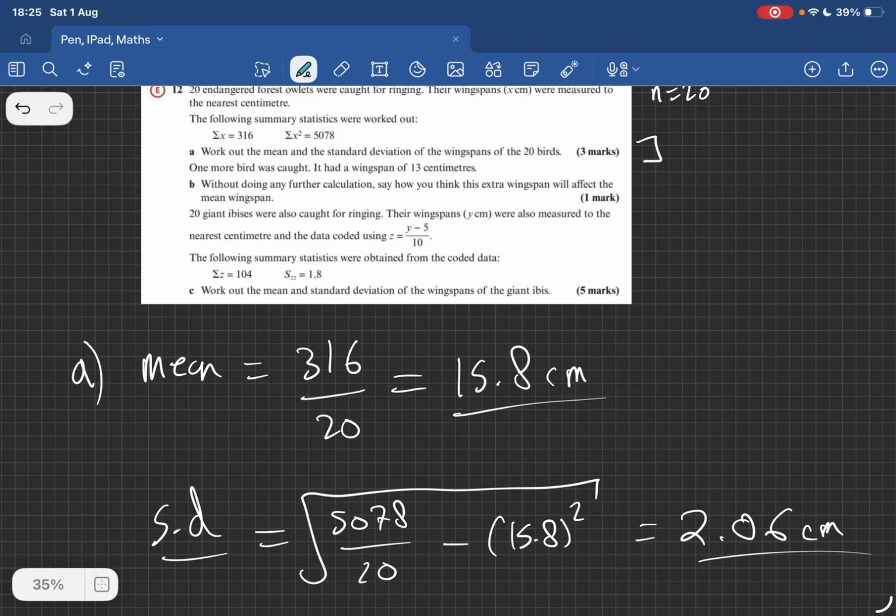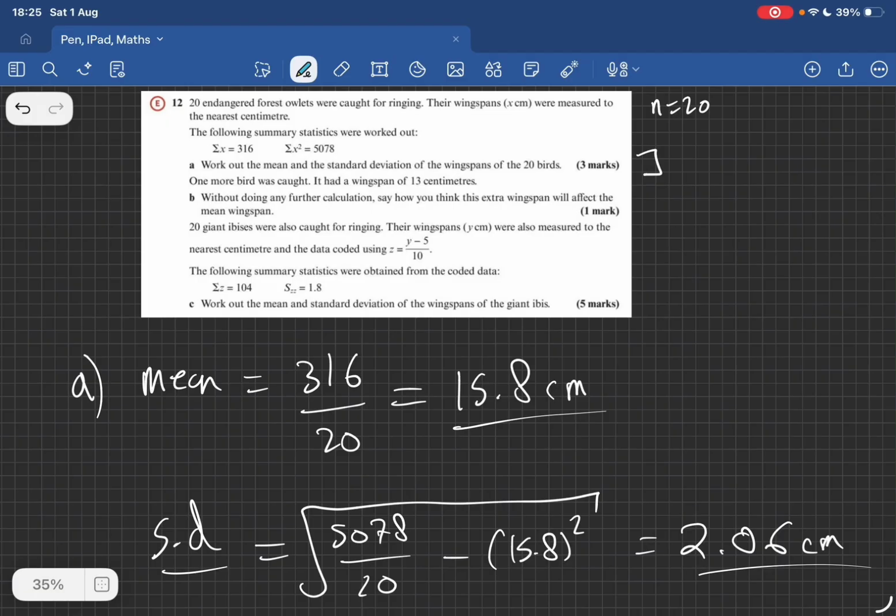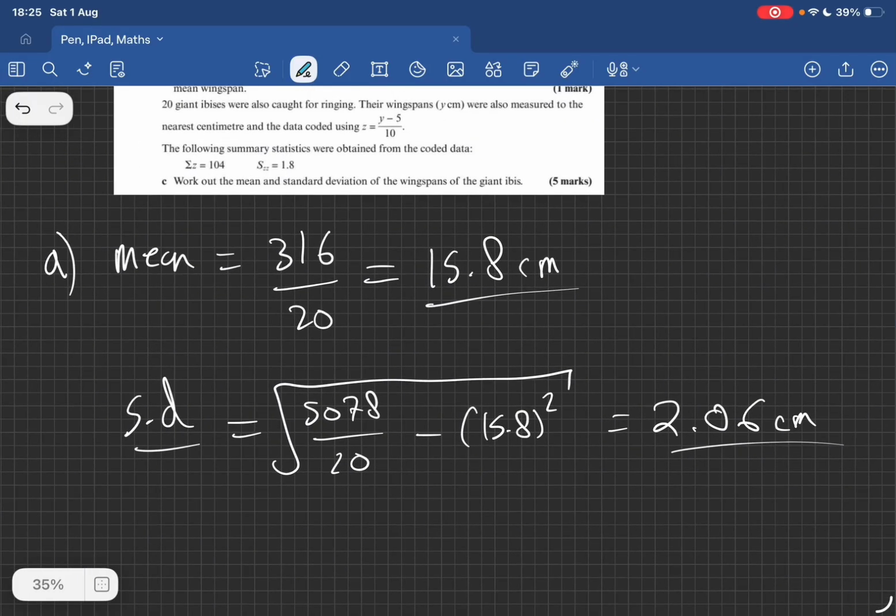Perfect. Of the 20 birds. Nice. One more bird was caught. Its wingspan was 13 centimeters. Without doing any further calculations, do you think this will affect the mean wingspan? So there's a wingspan of 13 centimeters.